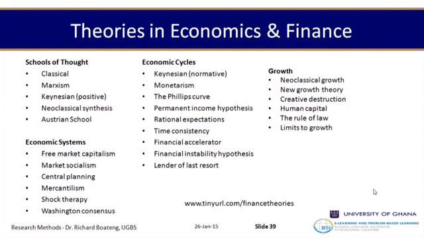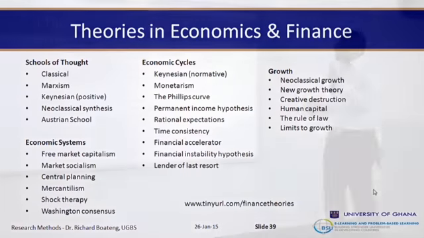And then there are certain types of theories which come in terms of schools of thought, economic cycles or systems, growth, and economic systems, as you see there. For example, you may find classical, Marxism, Keynesian, neoclassical synthesis, Austrian school. These are schools of thought that try to explain economic systems.